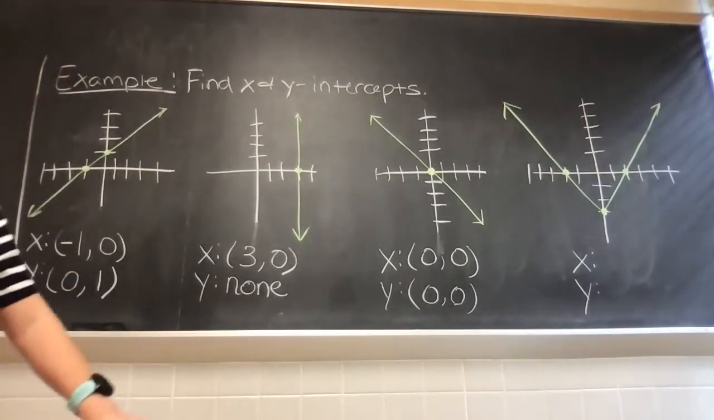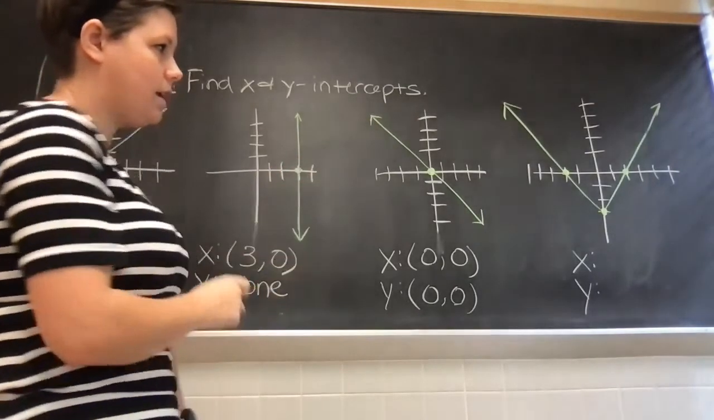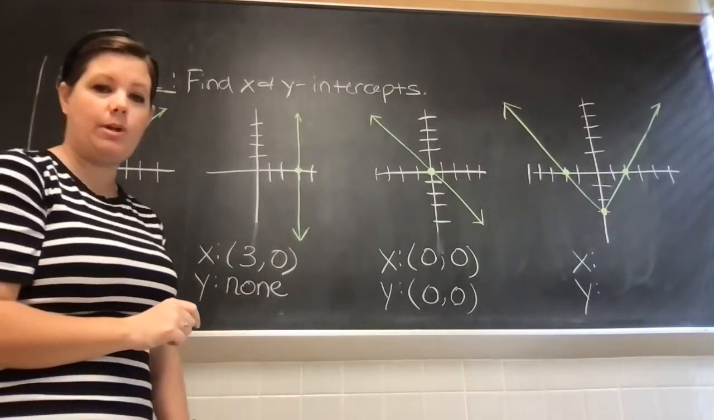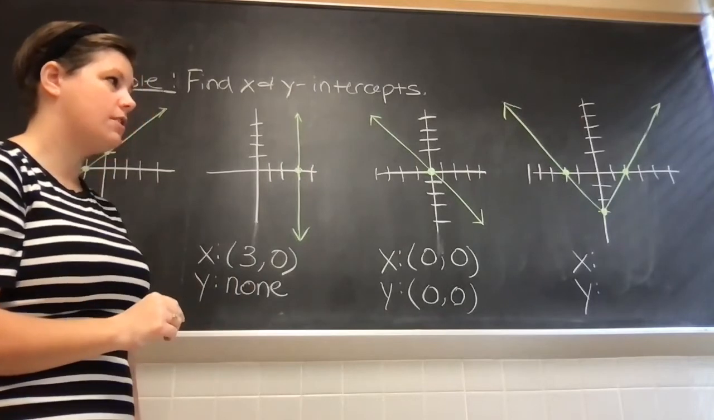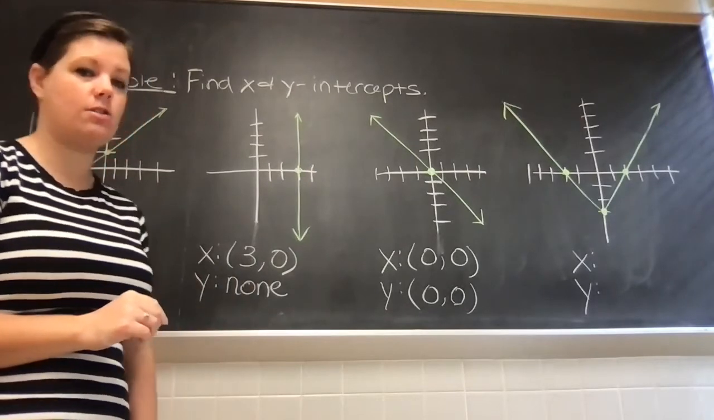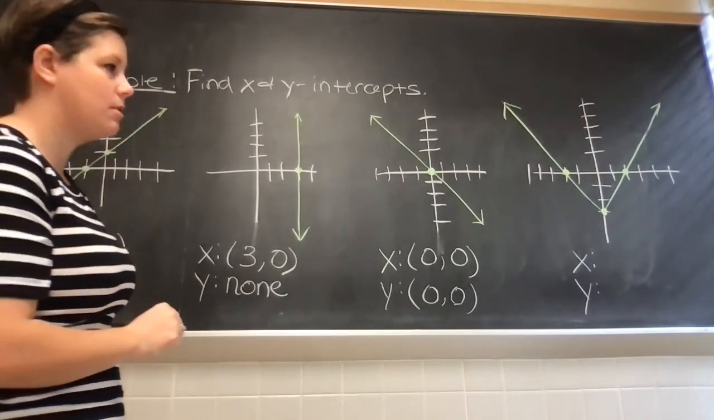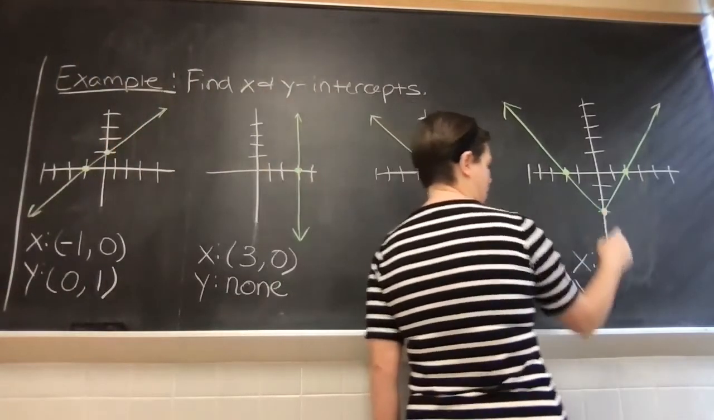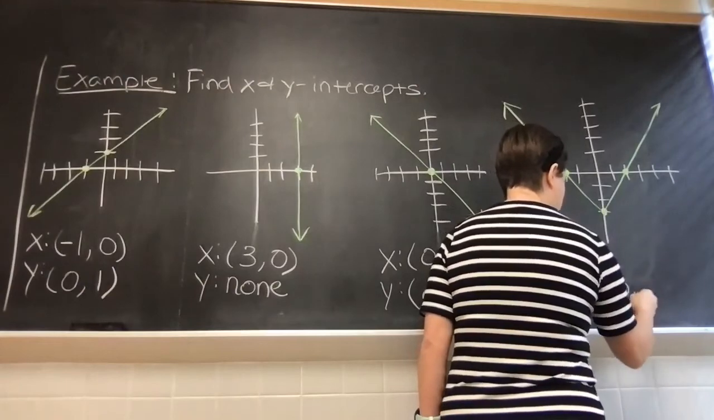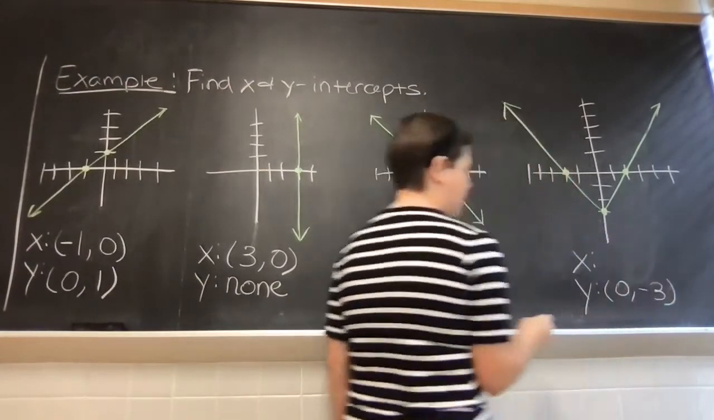Now, let's look at this crazy last one. That is an absolute value equation. We know that because it looks like a V. And for this one, I'm going to start with my y-intercept. Where does it cross the y-axis? It crosses it at -3. So that's at 0, -3.